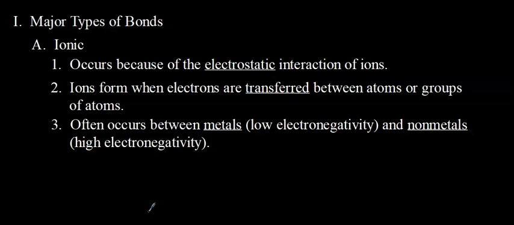Ionic bonds often occur between metals or atoms that have low electronegativities and nonmetals or atoms that have high electronegativities. So it's not so much that it's a bond between a metal and a nonmetal. A better description would be a bond between an atom with a low electronegativity and an atom with a high electronegativity. In most cases, this refers to metals and nonmetals, respectively.